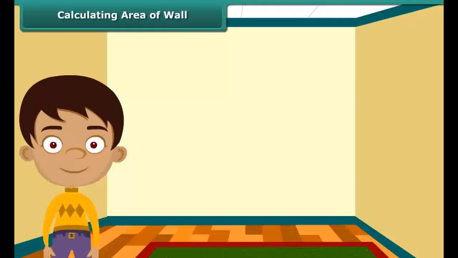It is time to check your understanding. Drag and drop the correct options into the respective boxes.